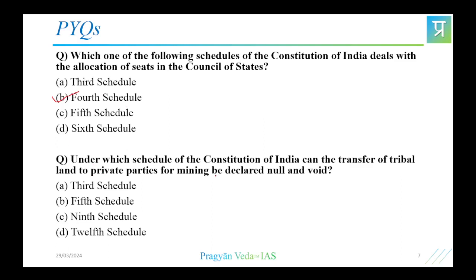Now next, under which schedule of the Constitution of India can the transfer of tribal land to private parties for mining be declared null and void? If you remember, we had 6th and 5th, right? Schedules dealing with, we have extensively discussed on these two schedules, preserving the tribal culture and heritage, even the land and other things. So we can have either 5th or 6th. We don't see any 6th. We have 5th here, and 3rd nothing is there, and 9th also not. So 5th, direct answer. The B option is correct.